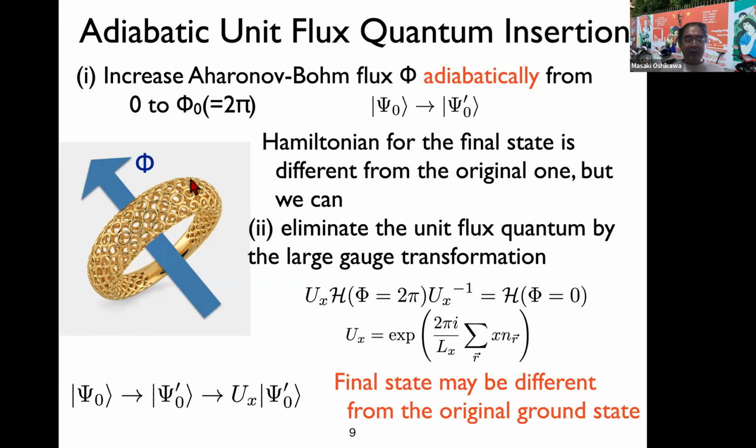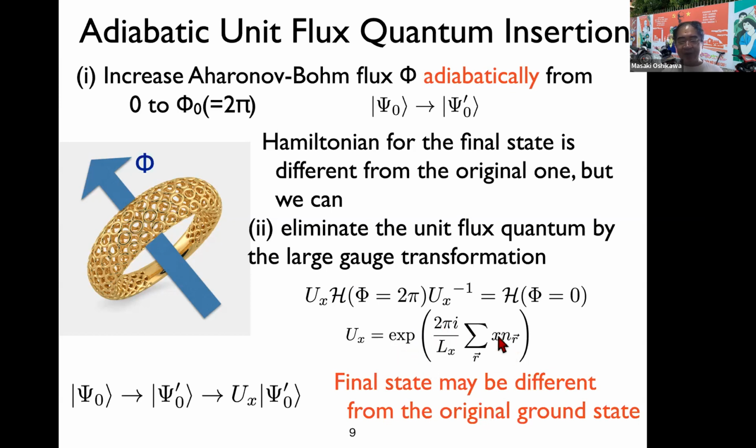But then, even for 2 pi flux, the final Hamiltonian is different from the original one, because you increased the vector potential from 0 to 2 pi over L. But as I said, the 2 pi flux should be physically equivalent to 0 flux. And this equivalence can be mathematically formulated in terms of a gauge transformation, but a topologically non-trivial gauge transformation, a large gauge transformation. And for a lattice model, this large gauge transformation can be explicitly written like this.